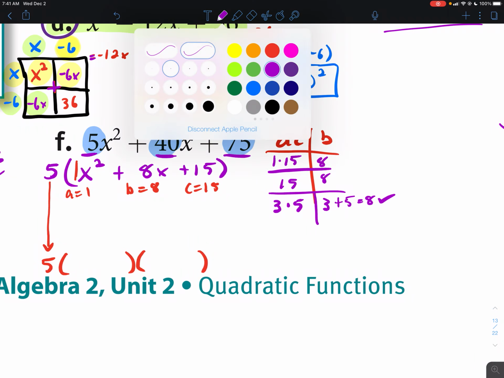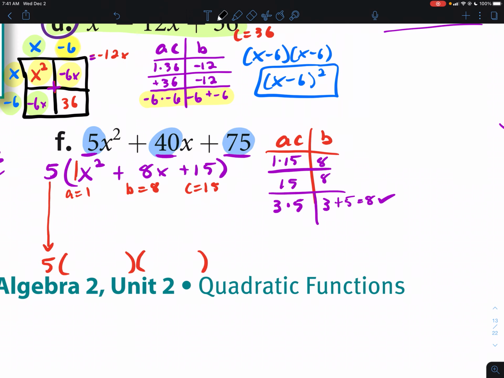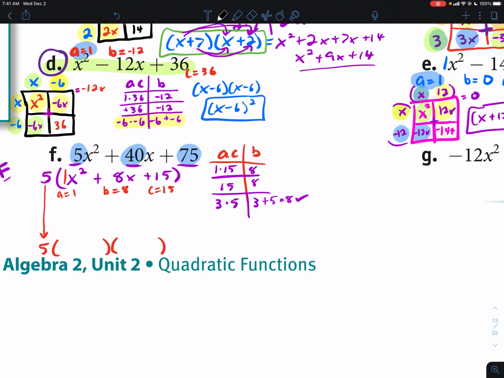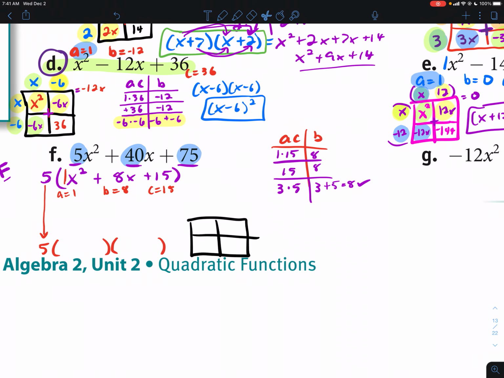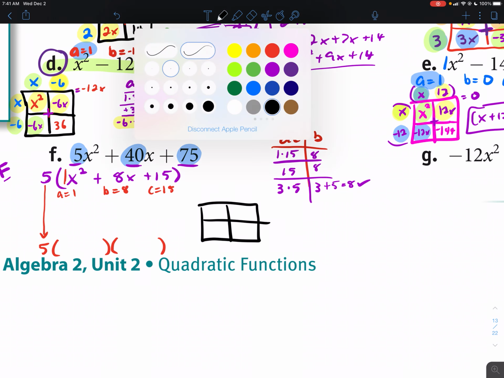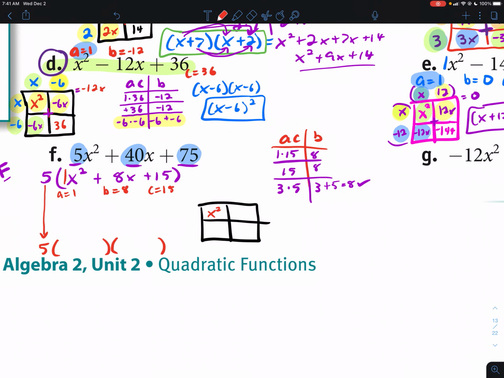So when we make our little box, I'll do it over here. I didn't really plan my space out here very well. Okay, we put the x squared here, the 15 here, and these two add up to the 8. So that's going to be 3x plus 5x equals 8x.